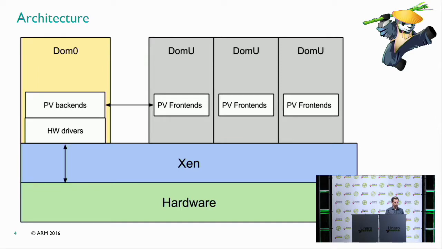After that, you have multiple guests. Each guest will need network, block, etc. What we use for block and network is PV drivers. PV drivers have a backend and a frontend. The frontend is on the guest. The backend is on DOM0 in most cases, and they will communicate to get the network and the disk. So there is no emulation on the guest.